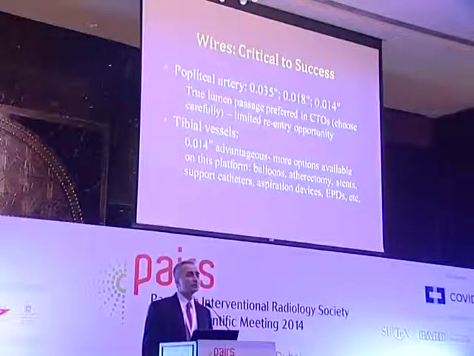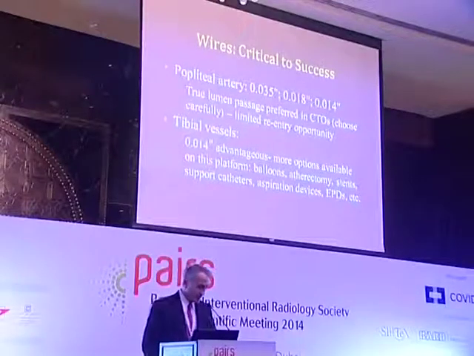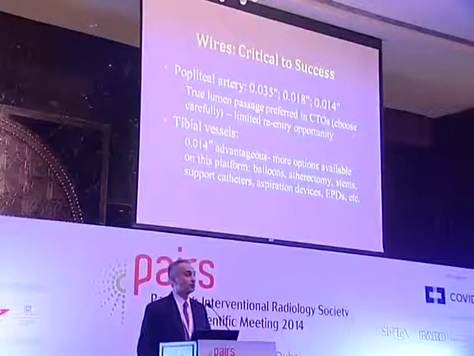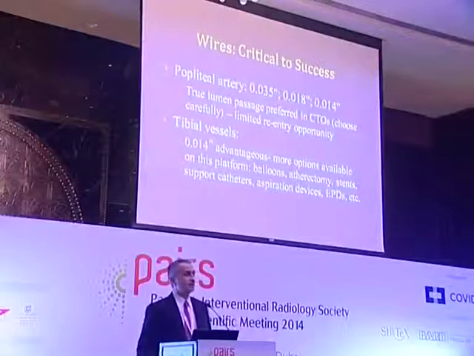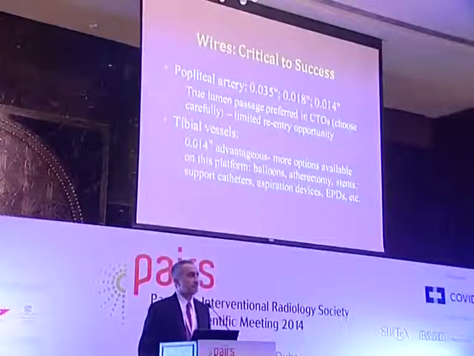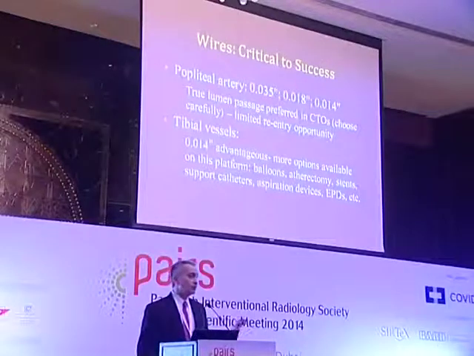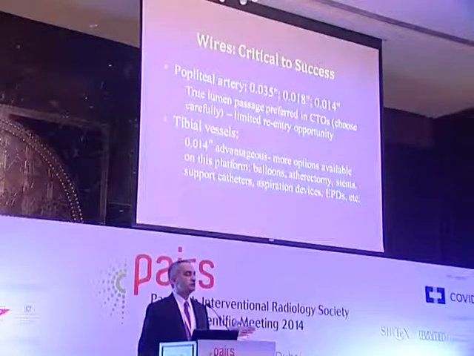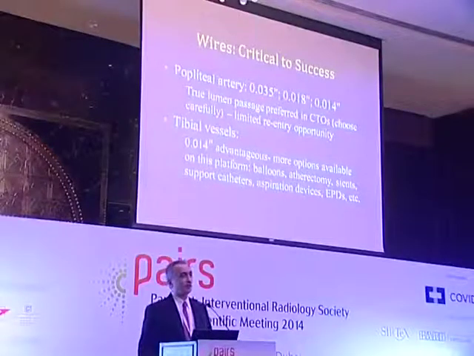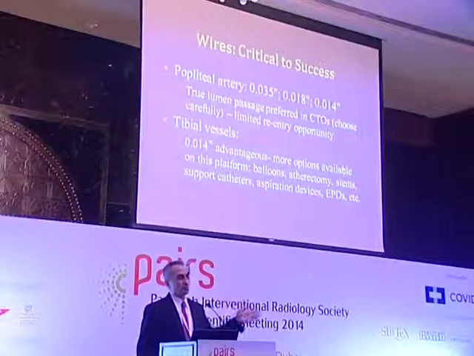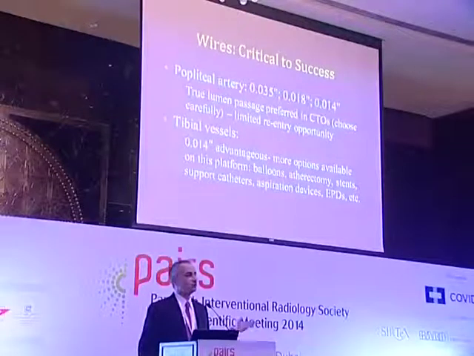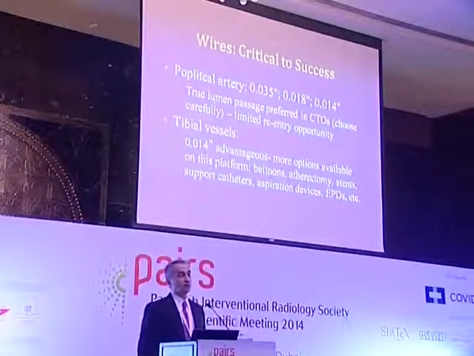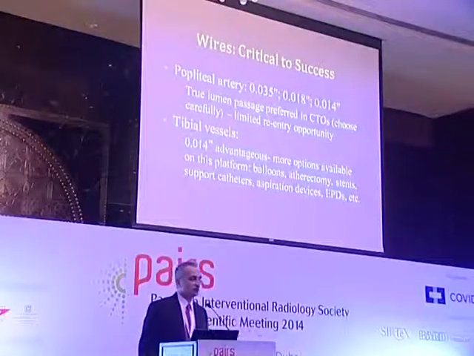Wires are critical to success below the knee. My preference is 0.014. The reason is that there are more platforms available on 0.014 wires than on 0.018. A lot of our European colleagues and some of the Americans actually like 0.018, for reasons I understand. But if you are on an 0.018 system and you need to use a coronary balloon, you're out of luck. If you're on an 0.014, there are great coronary balloons available that you can pull and use to save you trouble. Re-entry devices are all 0.014. A lot of the coronary stents are 0.014. In fact, all of the coronary stents are 0.014.